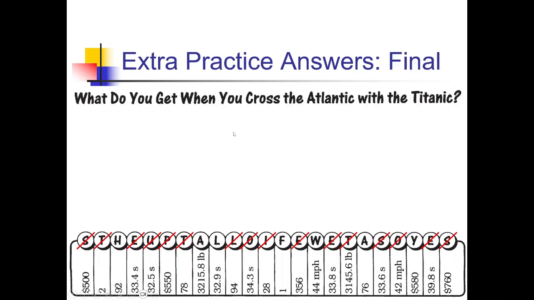So the original riddle again was, what do you get when you cross the Atlantic with the Titanic? And the answer is, let's see here, we got an H, we got an A, an L, an F, a W, an A, and a Y. You get halfway. Oh, that's in poor taste.